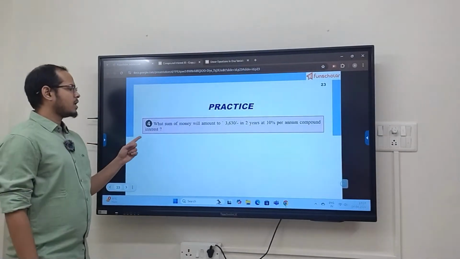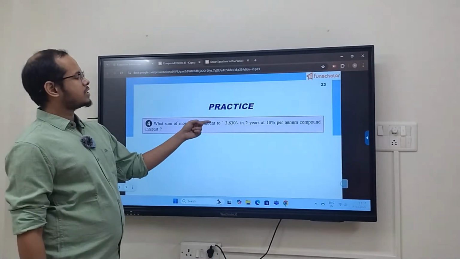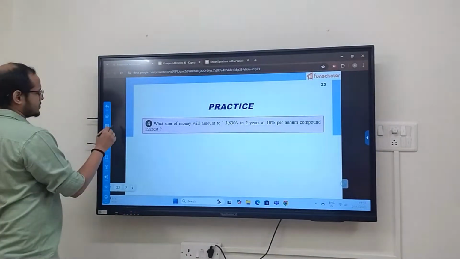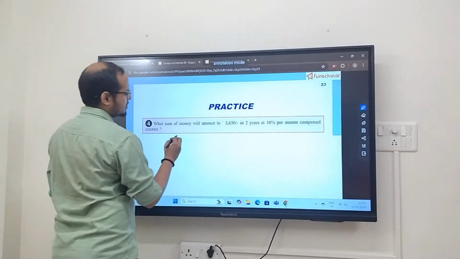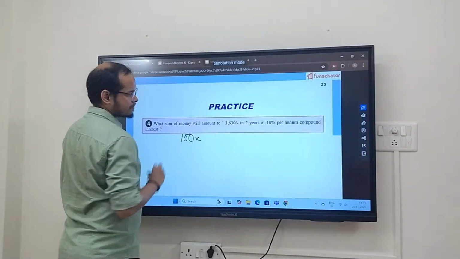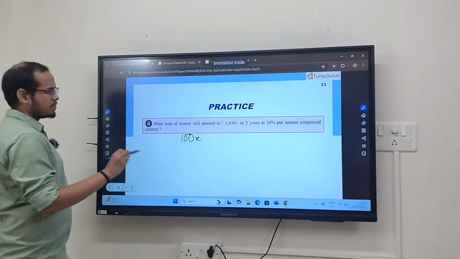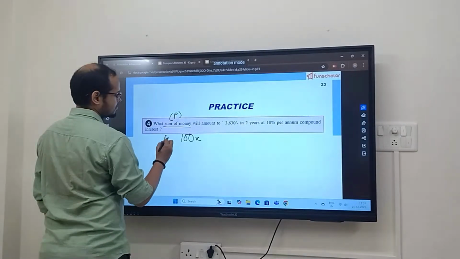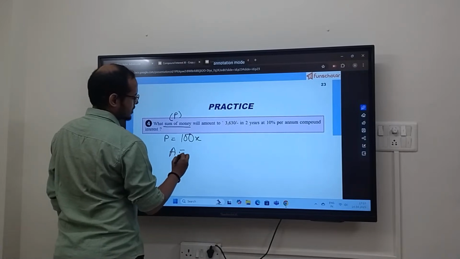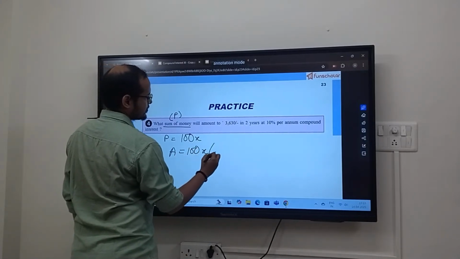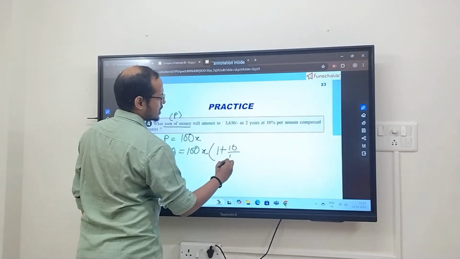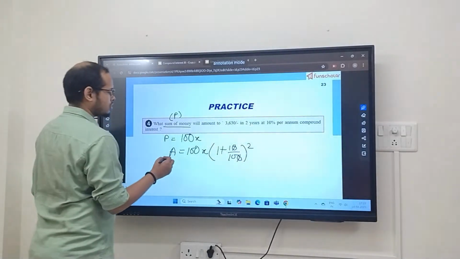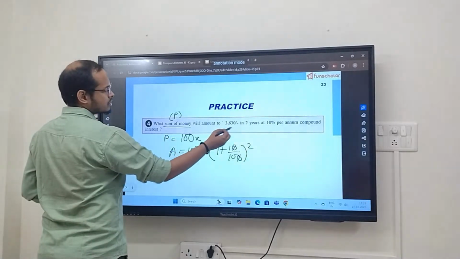Now for the next sum: what sum of money will amount to 3630 in 2 years at 10% compound interest? Let me solve it. Let the amount be 100x. This is the principal, because we have to find the sum of money. We know the amount is equal to principal into 1 plus r by 100 to the power 2. So let me substitute the values. The amount is already given.